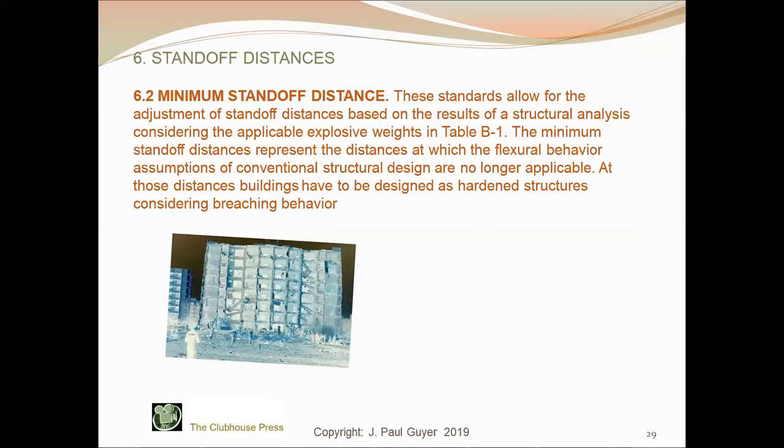The minimum standoff distances represent the distances at which the flexural behavior assumptions of conventional structural design are no longer applicable. At those distances, buildings have to be designed as hardened structures, considering breaching behavior. In other words, essentially, they are designed to resist progressive collapse. In progressive collapse analysis, you assume that a given column will be removed by an explosion, and the question is whether the structure is tied together sufficiently that it will stand up and not collapse.